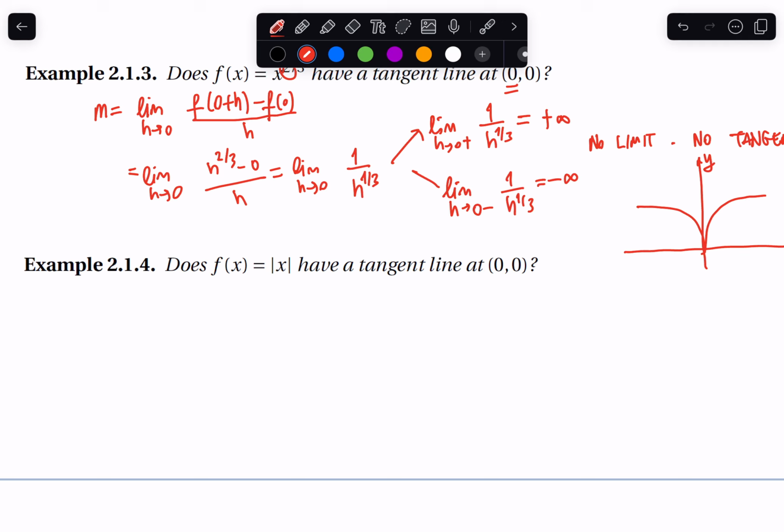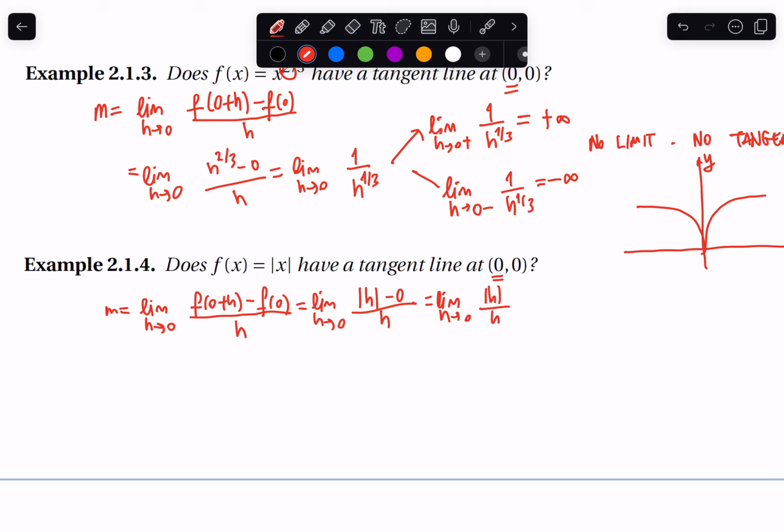Okay, let's look at the absolute value and its tangent line at the origin. In this case, we are looking at this limit: f(0 + h) minus f(0). Again, this is our x coordinate, divided by h. Okay, so we write the limit. So f(h) is the absolute value of h and f(0) is 0, divided by h. So we get the limit as h goes to 0 of the absolute value of h over h.